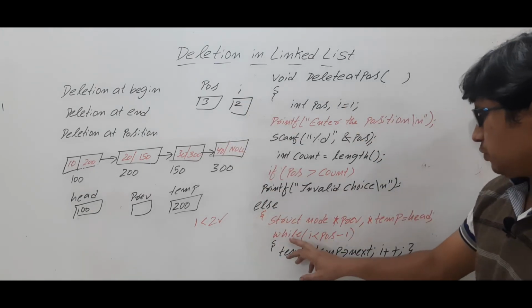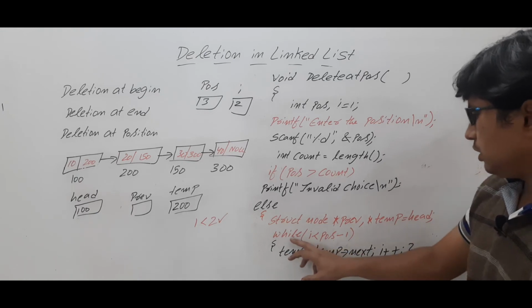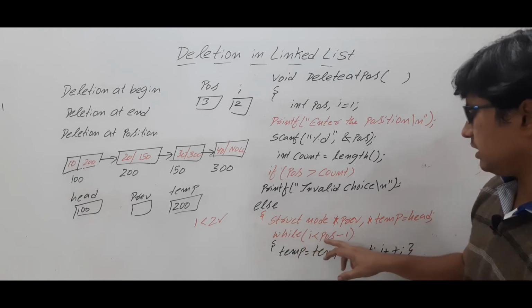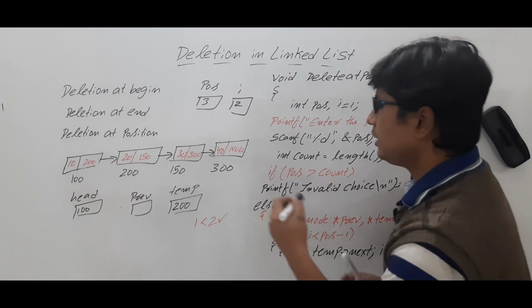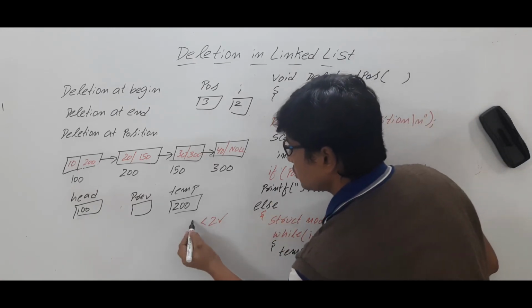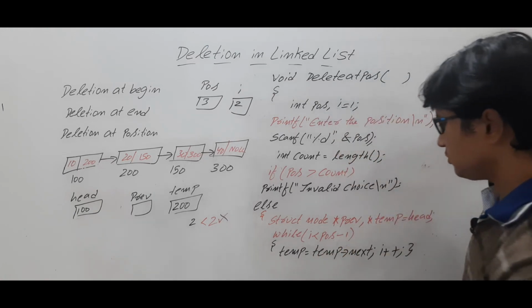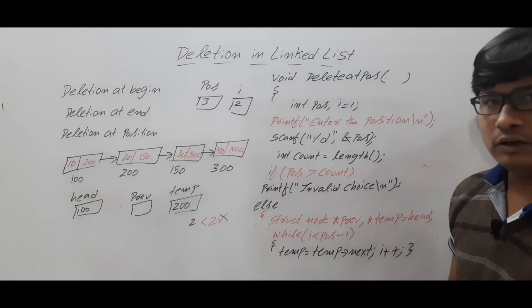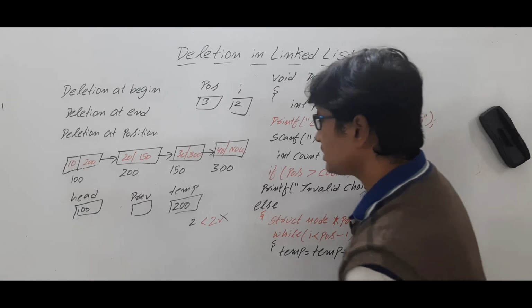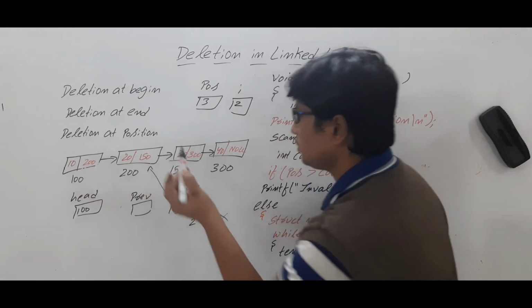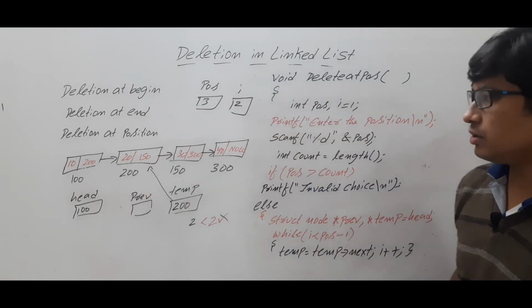Then look at the next one. Once it is done, you are checking this condition: i less than position minus 1. The i value is what? 2. So 2 is less than 2? No, the condition is failed. If this condition is failed, you will come out of the while loop. Is it clear? Now look at where temp is pointing. Temp is pointing to this node. Are you able to understand?